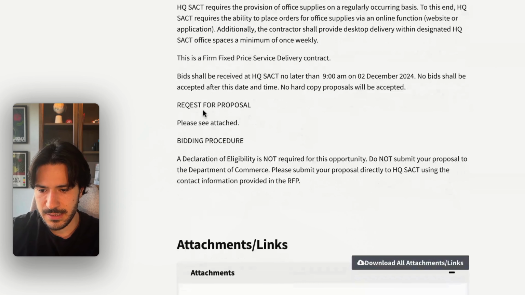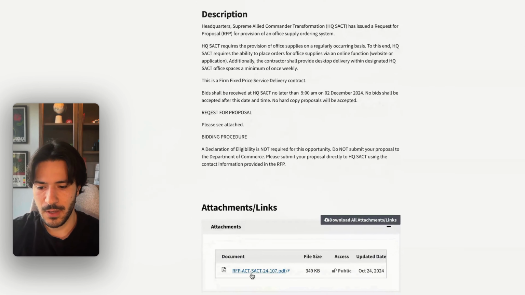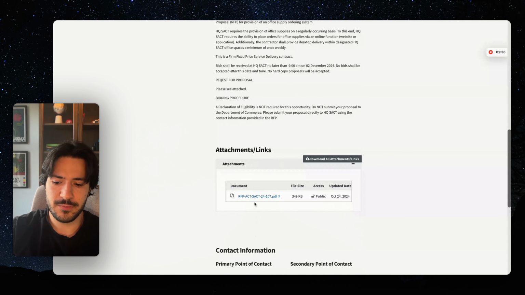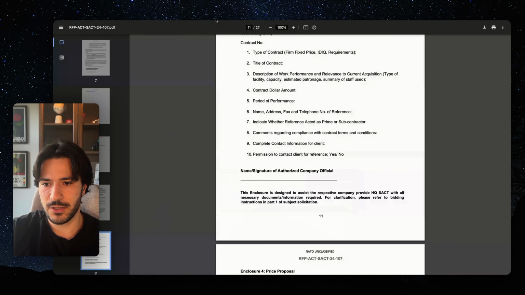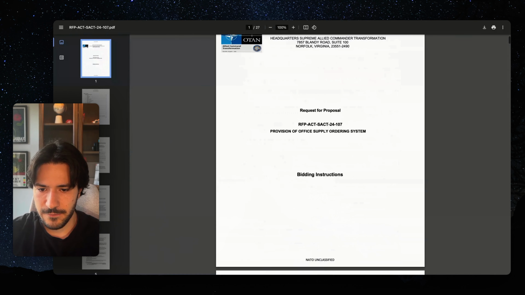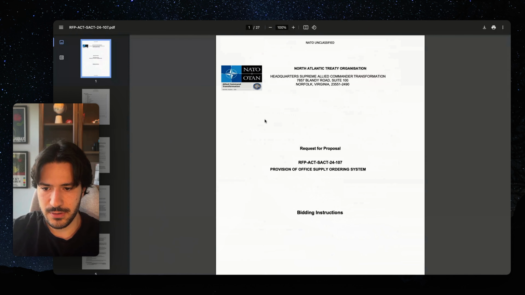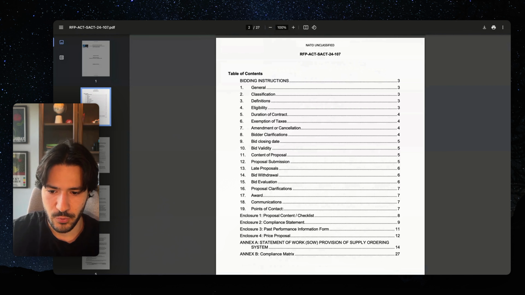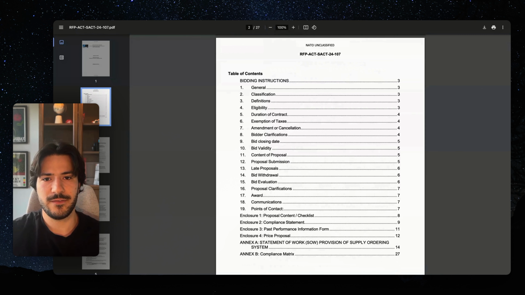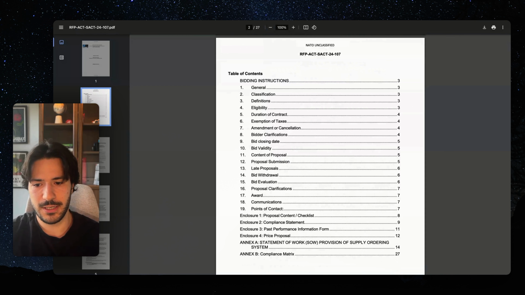And then they say, please see attached. So we need to get more details in the attachments. Usually there's a lot of attachments, but we're lucky for this one. There's only one, and I downloaded it. So let's go to it and check it out. First thing, it lays out bidding instructions. You would want to check the table of contents and jump to points that would make it easy for you to make decisions. You do not want to spend a lot of time reading stuff that's irrelevant just to find out that this is an opportunity that you're not interested in.